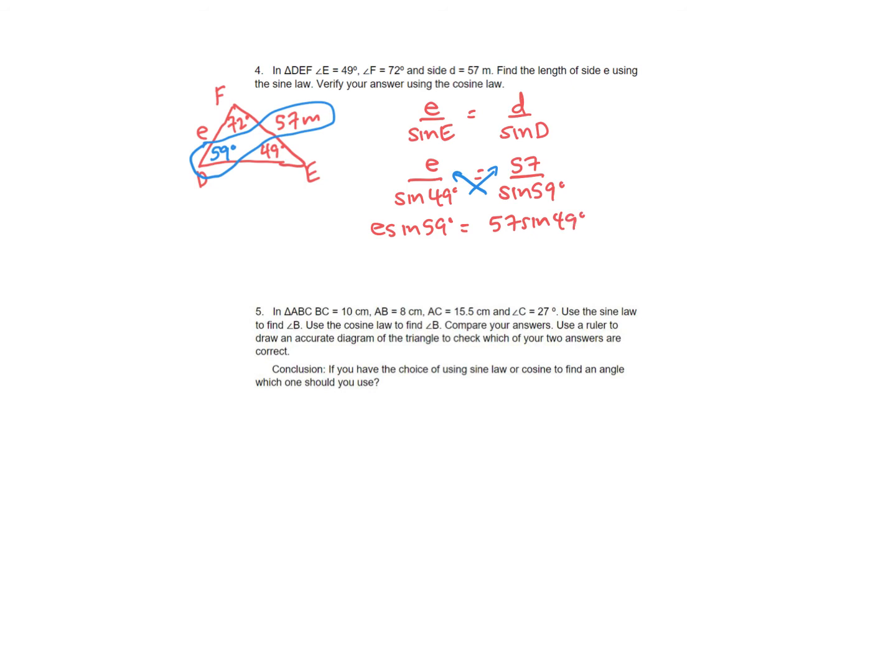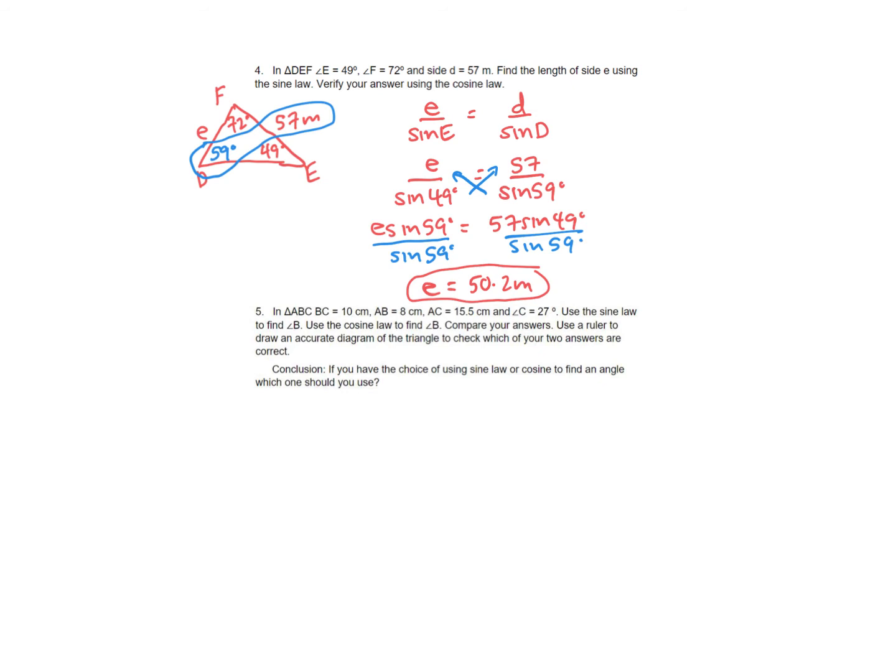And if I want to isolate for E, I would divide by sine 59 and do the same on the other side. Okay, so in order to get side E, I have to multiply 57 times sine 49 and then divide by sine 59. And that works out to be 50.2 meters. So make sure that you include the units if they are given. Then it says verify using the cosine law.